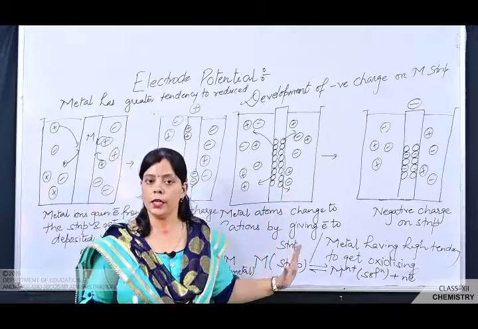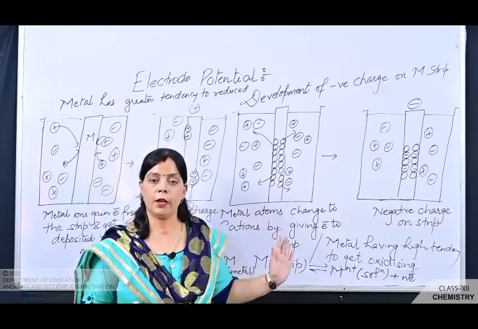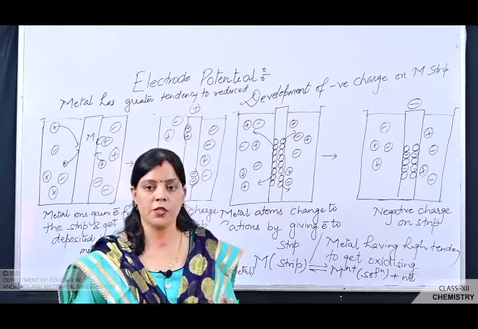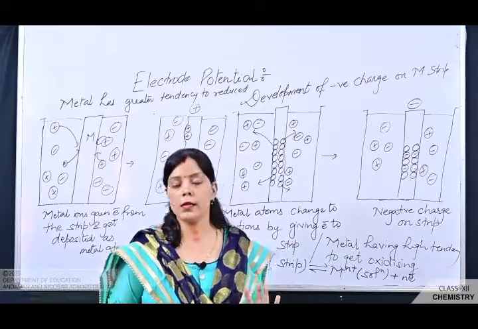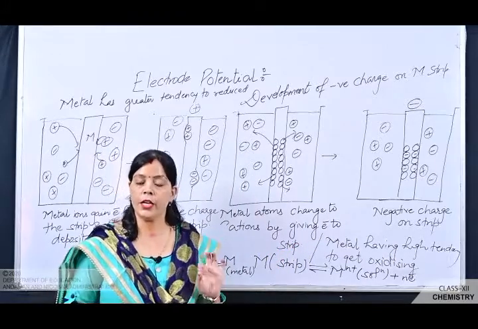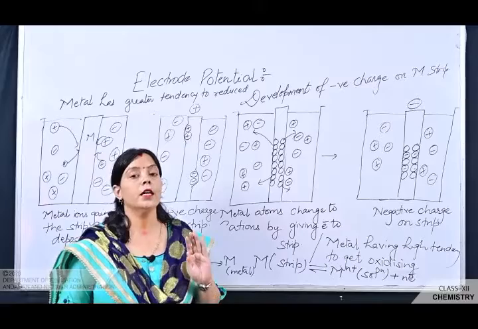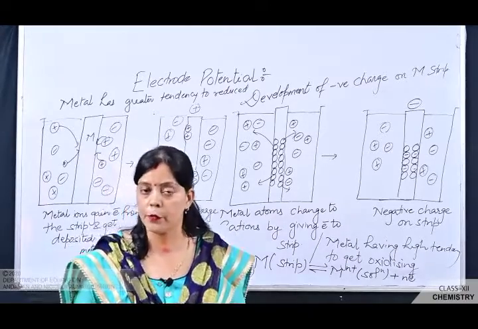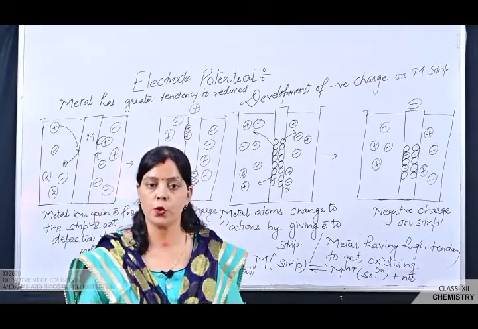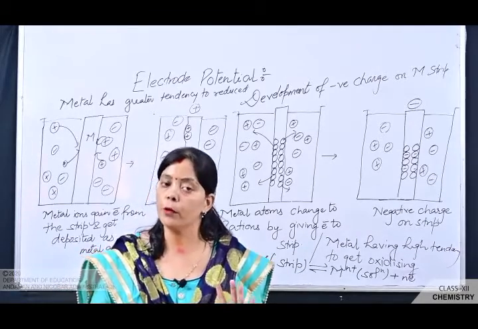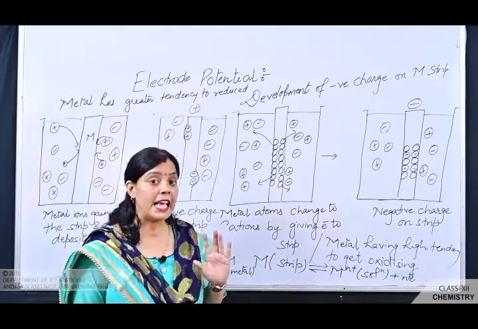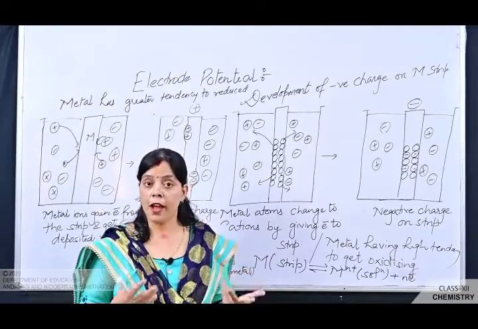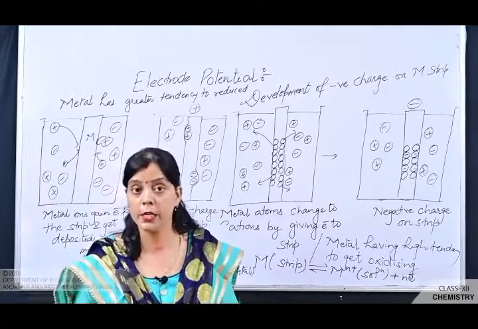So in these conditions, the development of negative and positive charge, in either case the separation of charges at the equilibrium state results in an electrical potential difference between the metal and the solution of its own ion. When a potential difference exists between the metal and the solution of its own ion, it is known as the electrode potential. So what are the important factors on which the electrode potential of a metal depends?